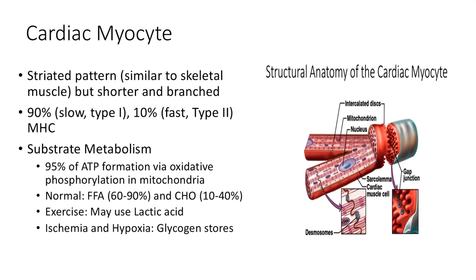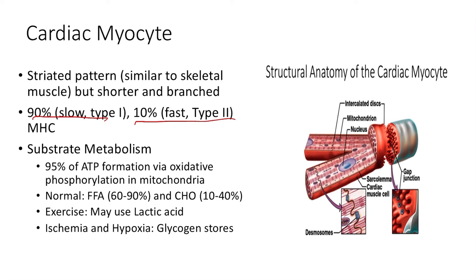Okay, so the cardiac myocyte, again, has a striated pattern and looks very similar to skeletal muscle, but it's shorter and branched. It's primarily comprised of slow oxidative fibers, which makes sense, right? Our heart's beating from the very first time it starts beating, 4 weeks into gestation, and then 10 weeks, or 10% of it would be type 2 fibers. Substrate metabolism is almost primarily ATP formation through oxidative phosphorylation.